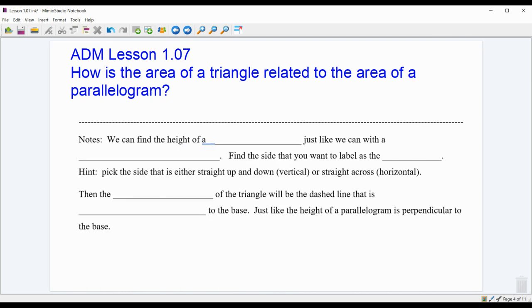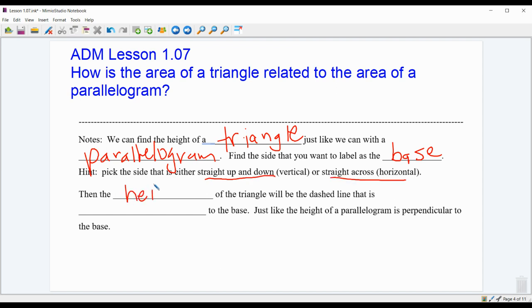We can find the height of a triangle just like we can with a parallelogram. You find the side that you want to label as the base first. And it's best to pick a vertical, straight up and down line, or a horizontal, straight across. Then the height of the triangle will be a dashed line, right? It doesn't really exist. That is perpendicular to the base. If you get the slant height, that won't help you.